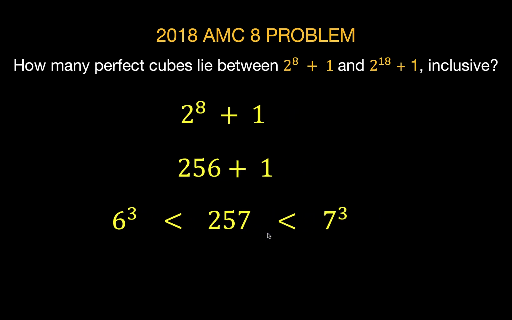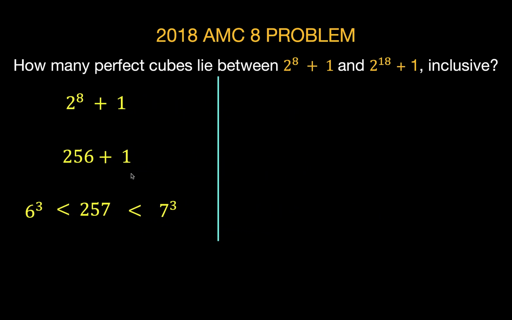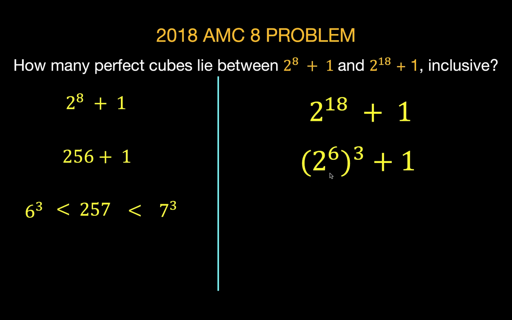Now let's put this aside. We are going to go back to this later on. Let's look at the upper boundary, 2 to the 18 plus 1. This 2 to the 18 can also be written as the quantity 2 to the 6th raised to the third. The reason is the converse of the power law of exponent. Now 2 to the 6th can be evaluated as 64. We copy exponent 3 and we add 1. This is already in cubic form, which is what we want to find in this problem.